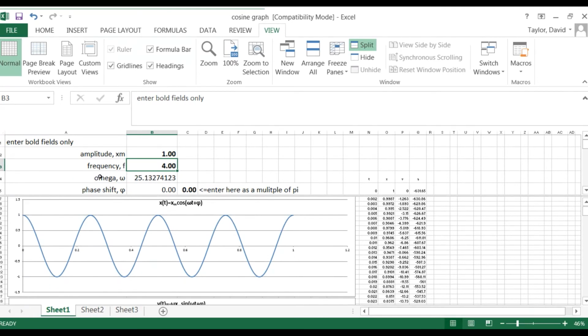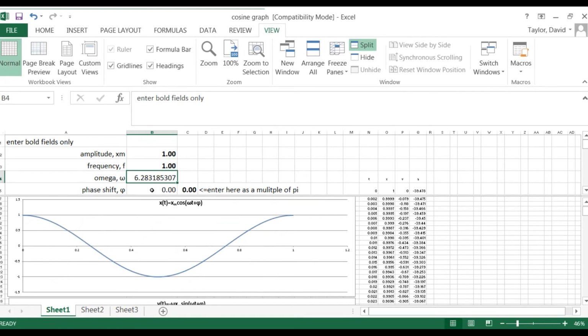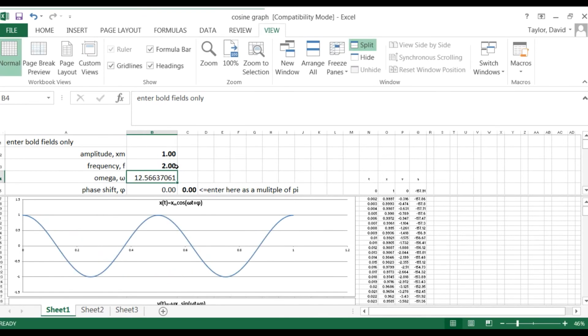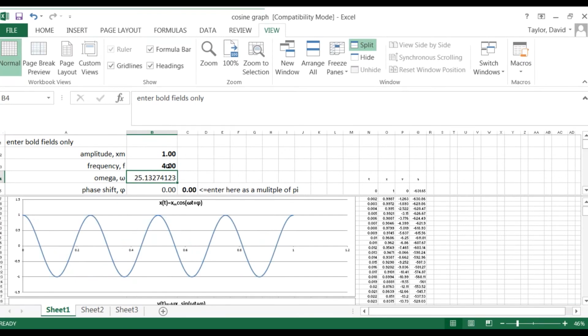And here I let Excel calculate omega for me. Remember, omega is 2 pi times the frequency. So if I go back to a frequency of 1, then of course the number in here is 2 times pi. And if I put 2 in there, then it's 2 times pi, which is 4 times pi, or 12.56, and so on. So going back to a frequency of 4.